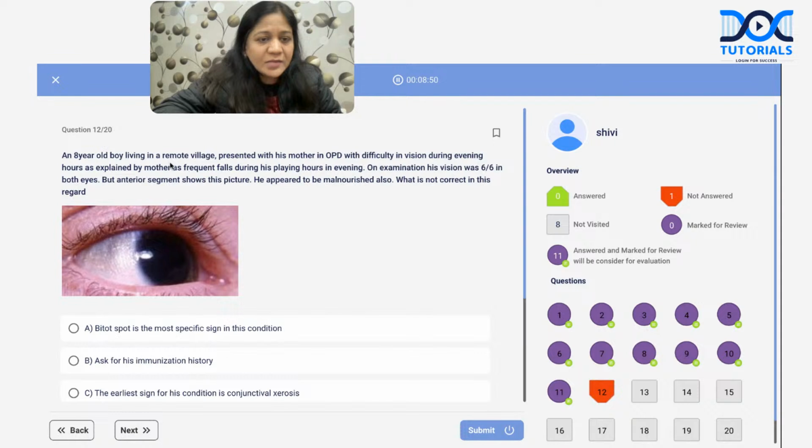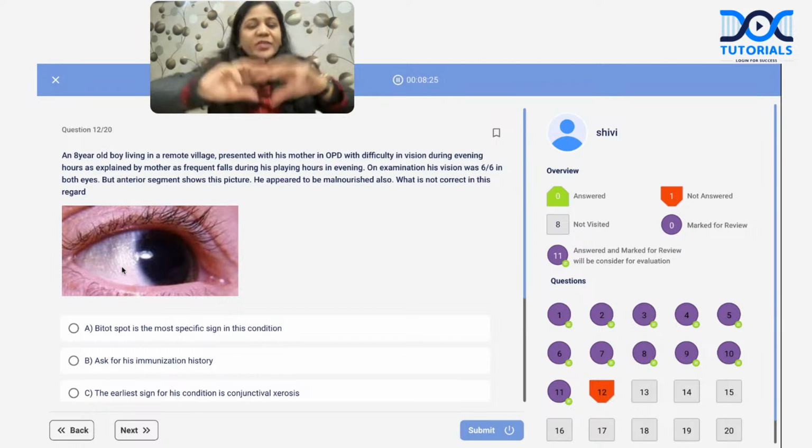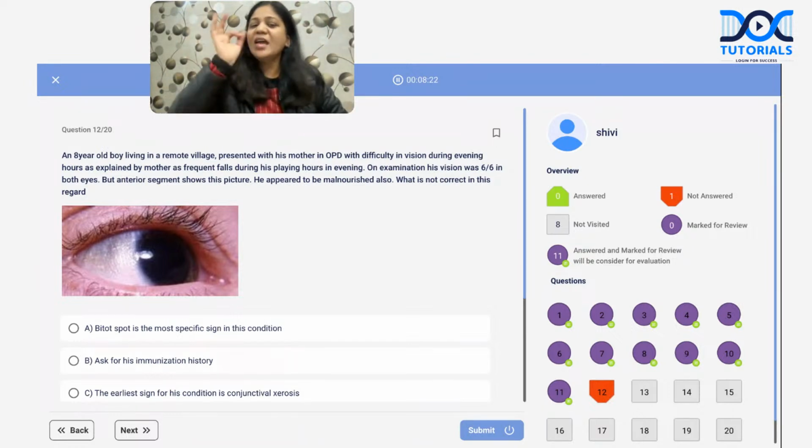Now, a small boy living in a remote village presented with his mother with difficulty in vision during evening hours, explained by the mother as frequent falls. The mother is saying that in the evening my child falls, he sees less. So again, a small boy, mummy is complaining of a night vision problem. On examination, vision is normal, but in the anterior segment, I can see something abnormal. This is nothing but dryness of the conjunctiva. So can I say it's a xerosis, a conjunctival dryness, isn't it? Yes. And there is malnourishment also, so definitely it is vitamin A deficiency.